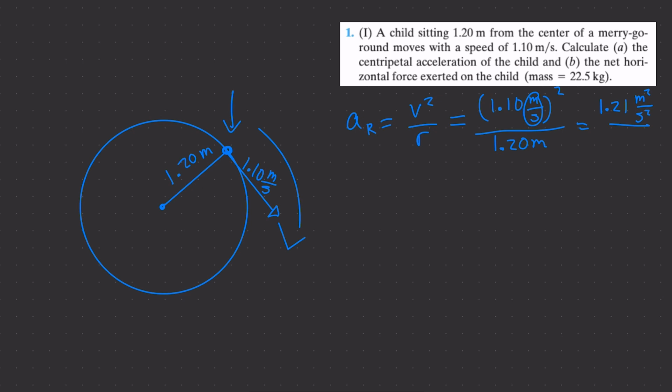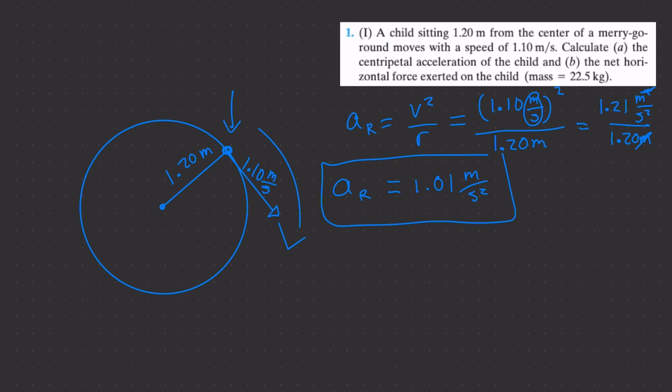I'm going to put that over 1.20 meters, and pop that into the calculator to see what I get. Notice that one of the meters is going to cancel out the second order meter in my numerator, so we're just going to be left with meters per second squared, which is a good indicator that we've solved correctly for acceleration, because that is the SI unit for acceleration. Now, when I take 1.21 and divide it by 1.20, I get, to three significant figures, 1.01 meters per second squared. So we're going to say that that is our centripetal acceleration, and that is going to be the acceleration experienced by the child on the merry-go-round.